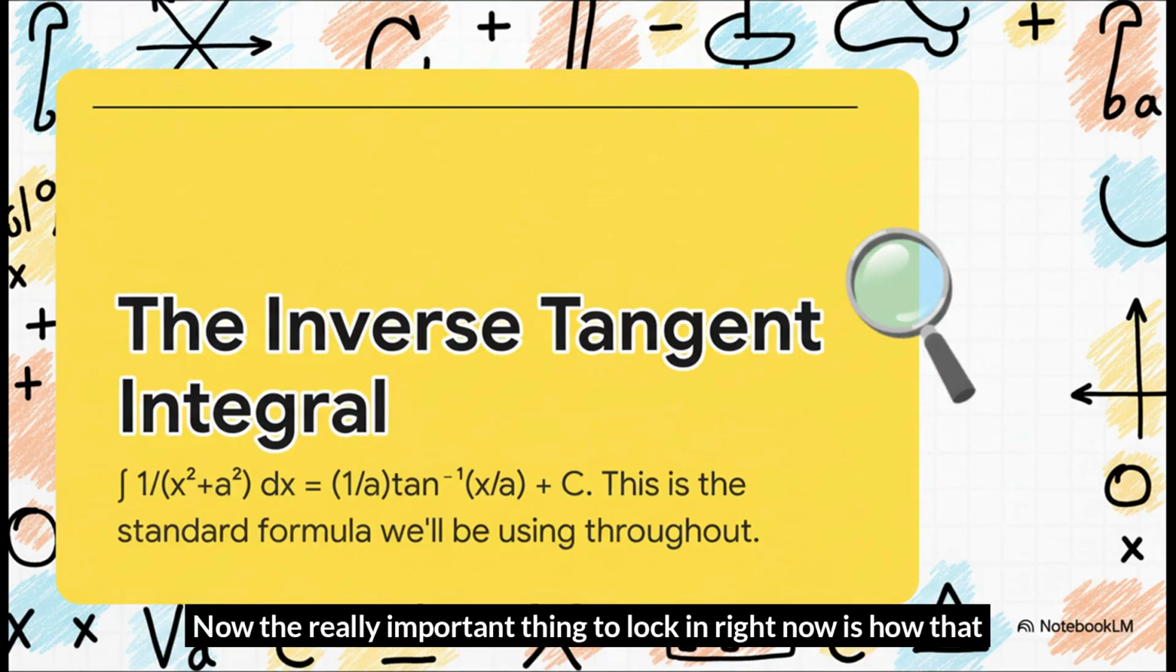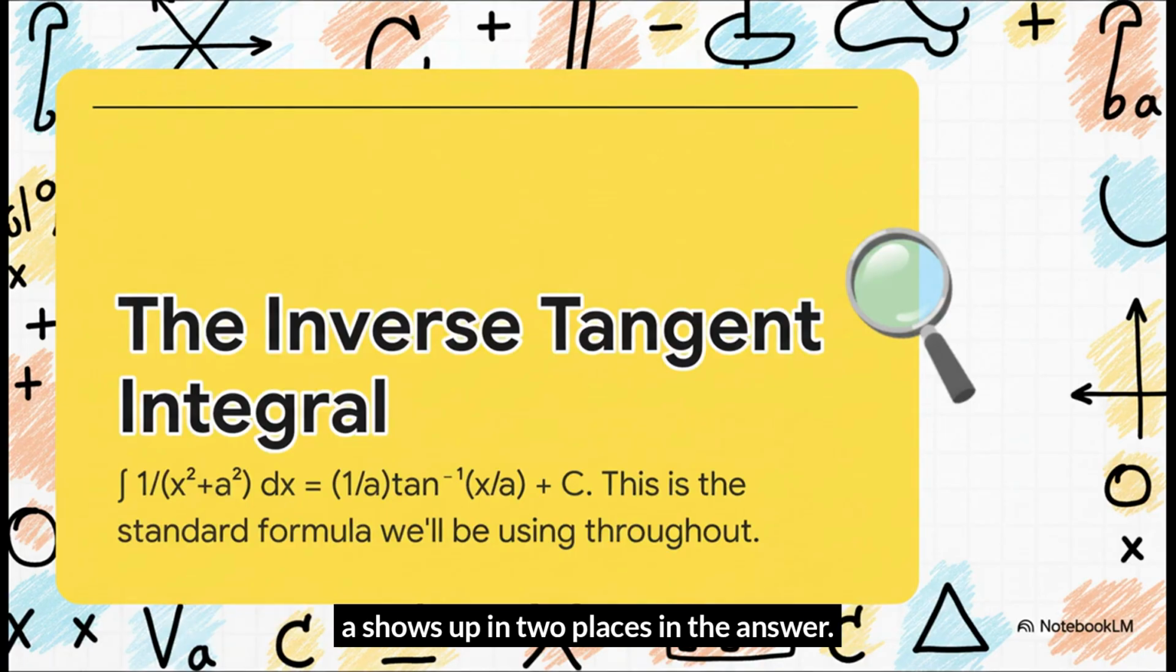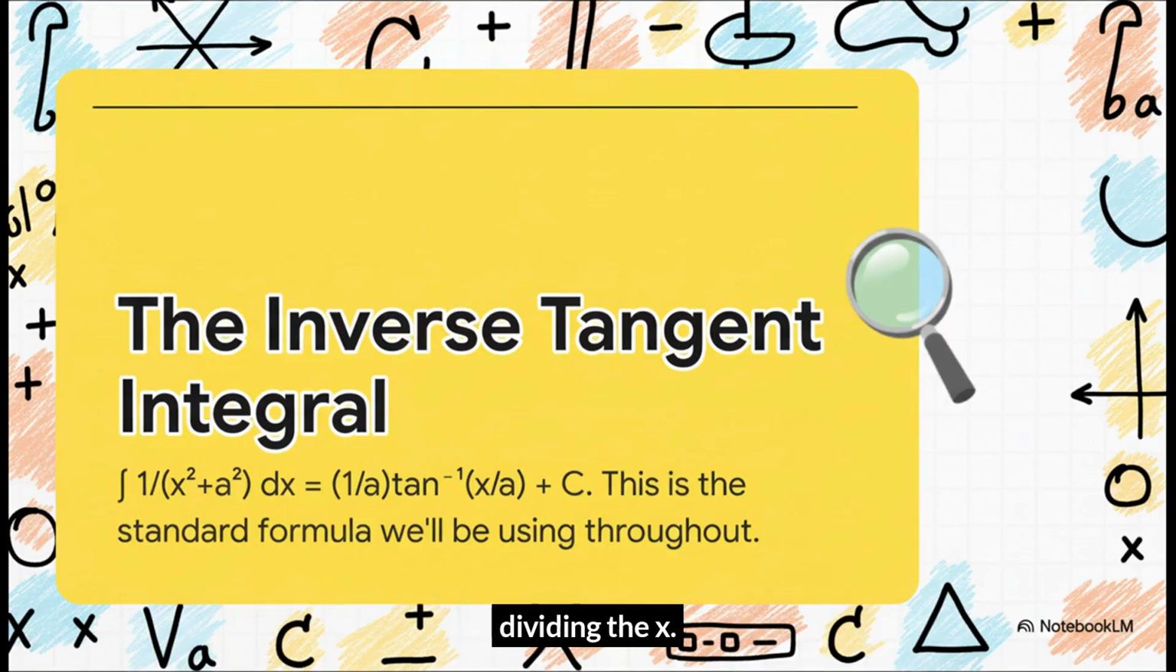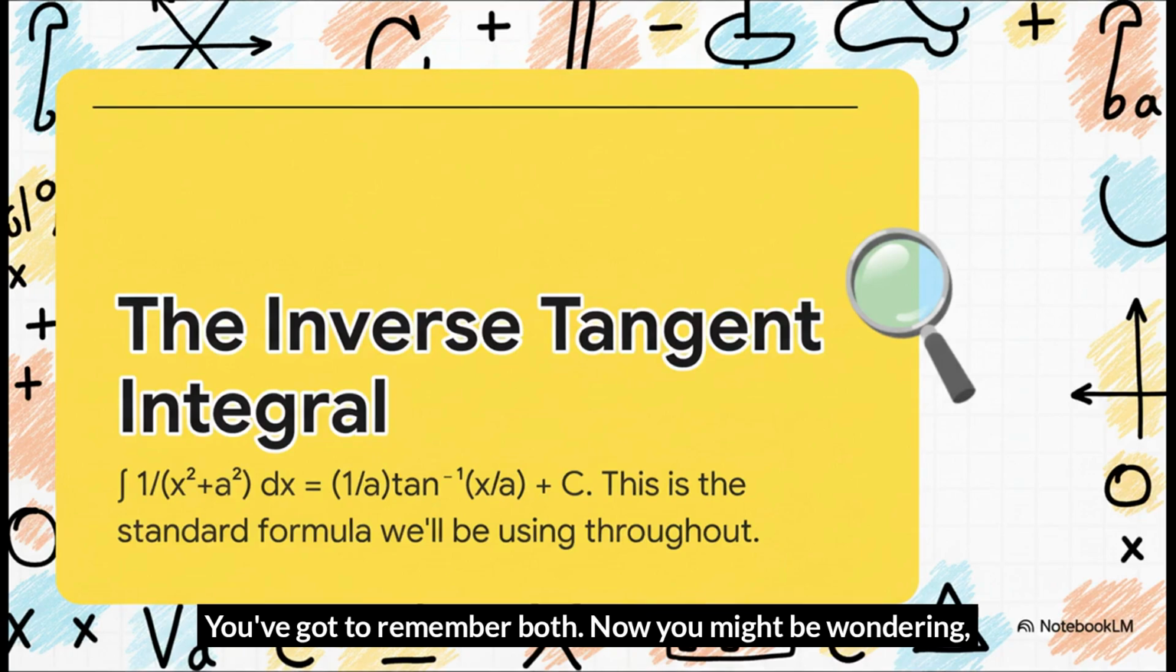Now, the really important thing to lock in right now is how that a shows up in two places in the answer. You see it here as a fraction out front, and again, right here dividing the x. You've got to remember both.